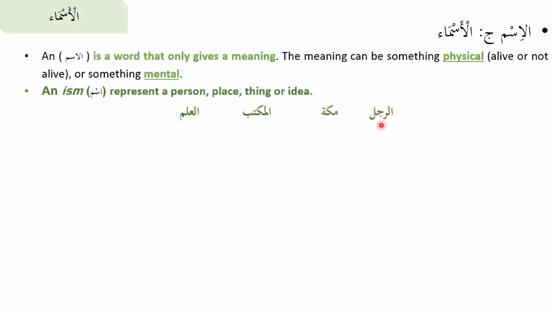Examples of this are ar-rajulu means the man, right? That's a person. Makkah is a place. Al-maktabu is the desk. That's a thing. And al-ilmu is an idea, but it's an ism.